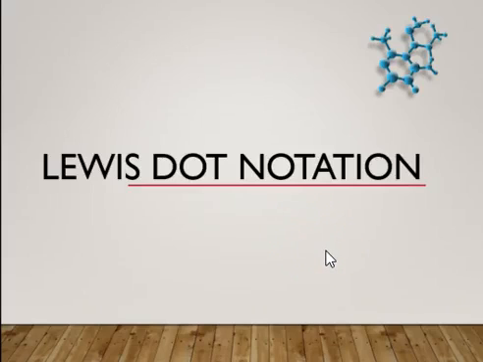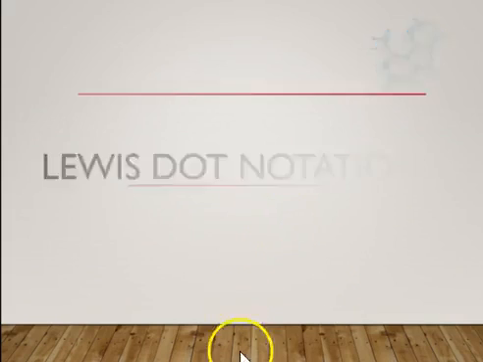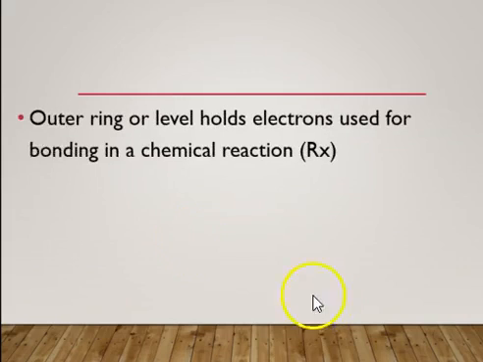All right, so let's talk about Lewis dot diagrams. We're going to start with the basics of just drawing the Lewis dot diagram for atoms, and then we'll proceed on to drawing Lewis dot diagrams for ions. When you have a Lewis dot diagram, you're only talking about the outer ring, or the valence electrons. The outer ring holds the electrons that are used for bonding in a chemical reaction.